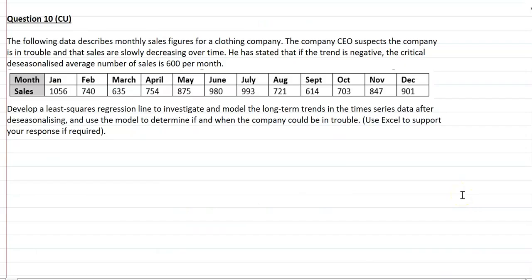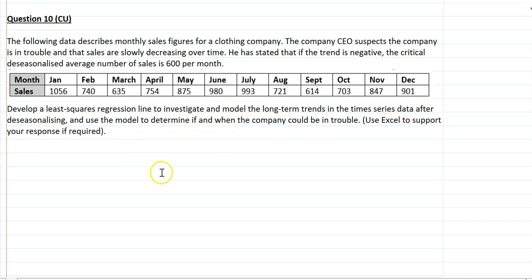Okay, that was pretty full on. Moving on to question 10. We have monthly figures for a clothing company, and the CEO suspects the company is in trouble and sales are slowly decreasing over time. And he stated that if the trend is negative, the critical deseasonalized average number of sales is 600 per month. So here's our raw data.